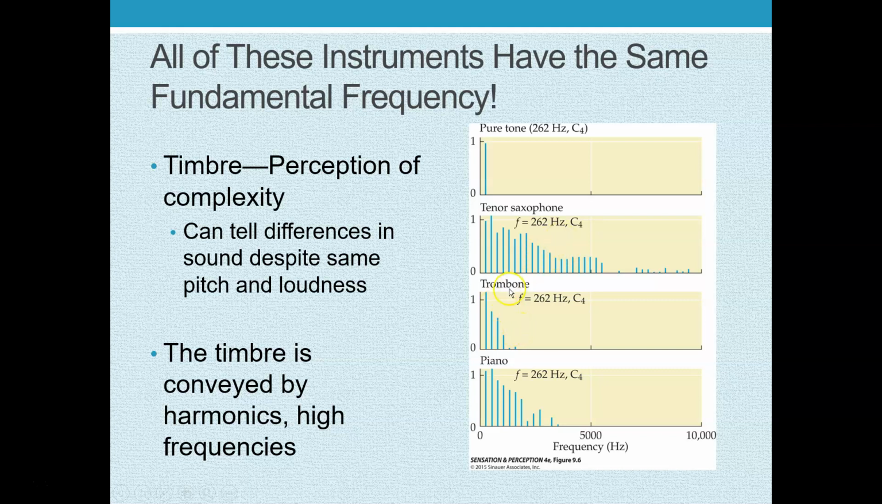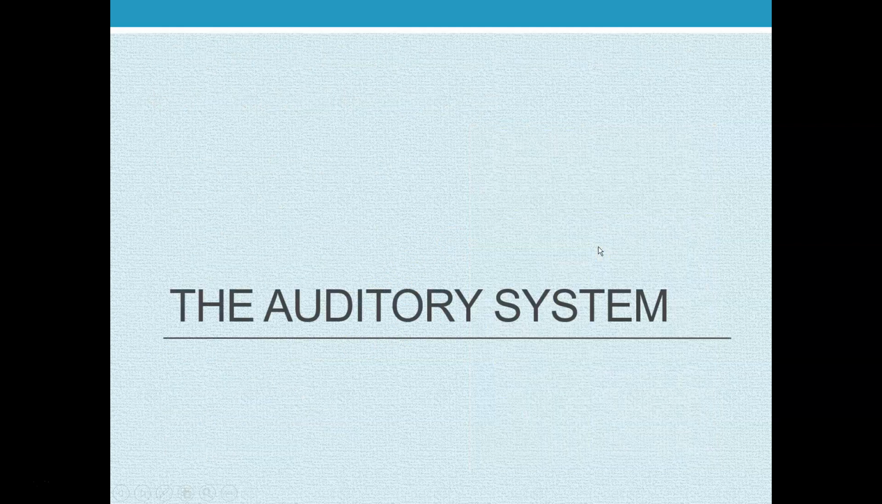So you'll notice, for example, that a tenor saxophone has an incredibly complex waveform. Look at all of these different spectra that are involved. So does a piano. A trombone, which is a wind instrument, a brass instrument, has considerably less. But because these all have different complexities, you can actually tell the difference between these different instruments despite the fact that they might be playing the same pitch and they have the same loudness. So timbre is conveyed by the different harmonics and the higher frequencies.